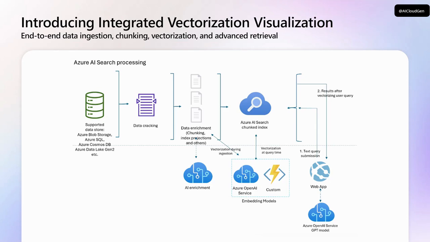So in which scenarios will you use integrated vectorization? Suppose you want to subdivide large documents into chunks, because GPT has limitations on how many tokens you can send. You can use integrated vectorization for that capability. That's one of the important reasons why you would go for integrated vectorization.